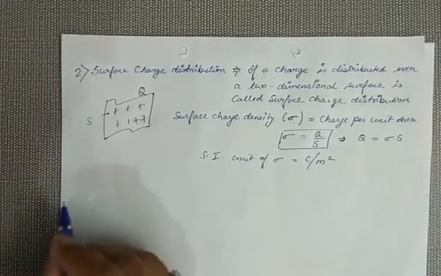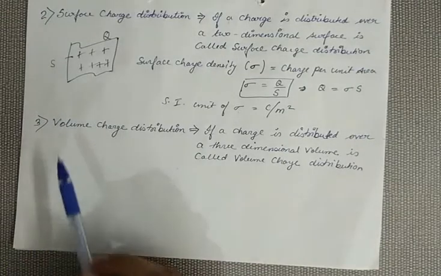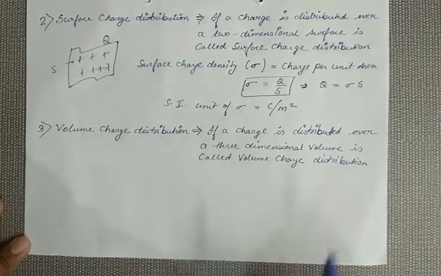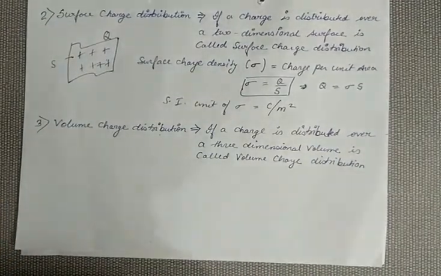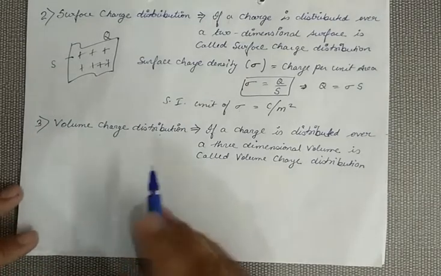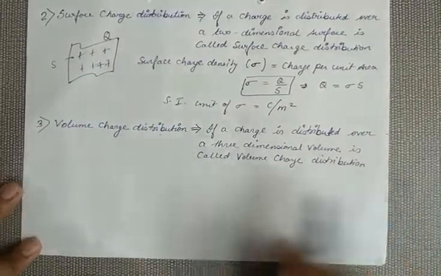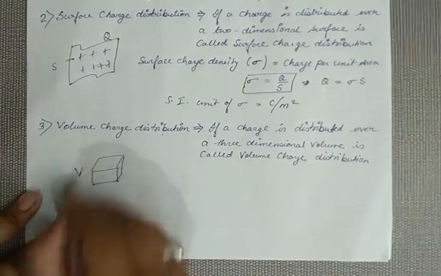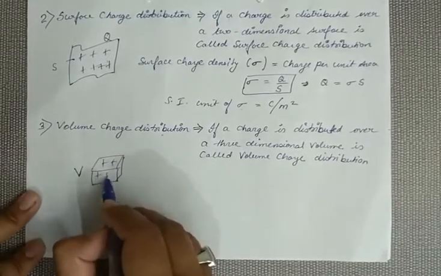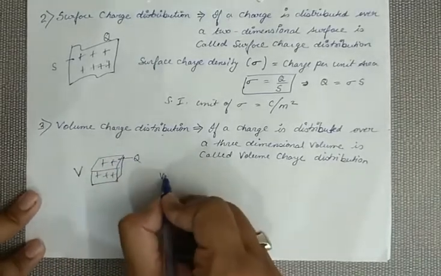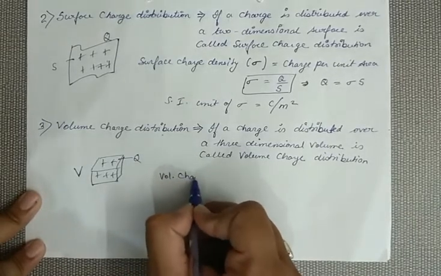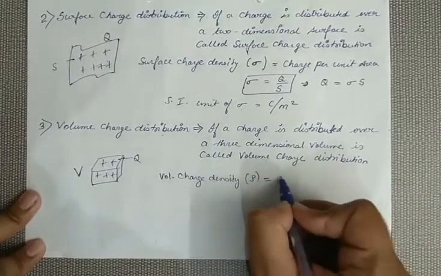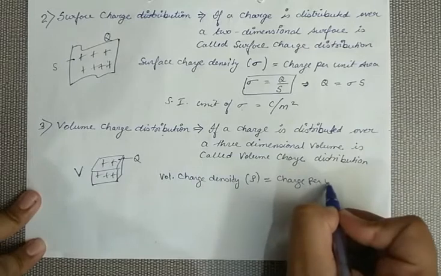Moving forward to our third distribution, my third one is volume charge distribution. If some amount of charge is distributed over a three-dimensional figure, and a three-dimensional figure means a cube, cuboid or any spherical body, then in that case we use volume charge distribution. So just consider an example. If this is a cube and the volume of this cube is V and the amount of charge distributed on this volume is Q, we will use volume charge density. Volume charge density is written by the symbol rho. It is defined as charge per unit volume.